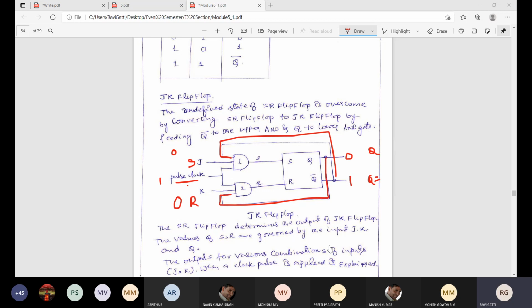Yes, anyone? What is the output? Sir, Q bar, Q is 1. How is it Q? It will be 1. 1 and 0 and 1, sir. It will be a 0 and then... Okay, we will analyze. Yes, good. How you analyze it is good.